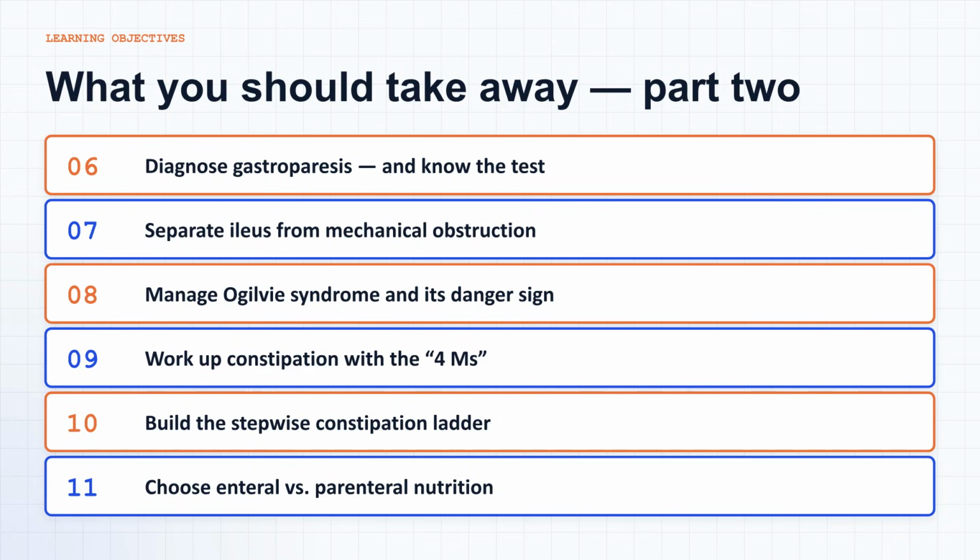And last, choose between enteral and parenteral nutrition in the critically ill patient. Let us begin. Several of these hinge on a single number or a single drug. Those are the details we will slow down for.